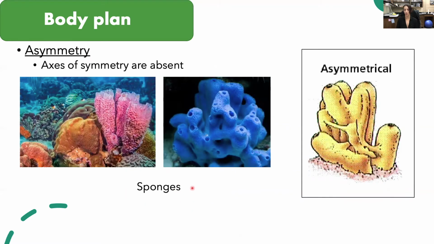Our sponges are the characteristic phylum that is characterized by asymmetry. There are no axes of symmetry present within the organism. No matter how you try to slice it or dice it, you can't come up with any type of symmetry. So next, let's move into the process of having a head.